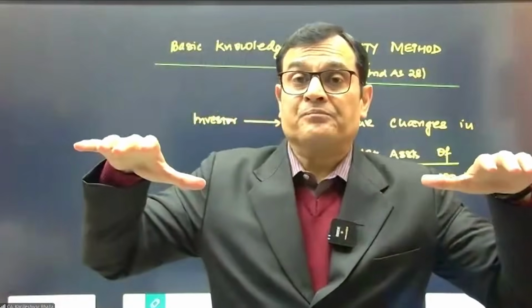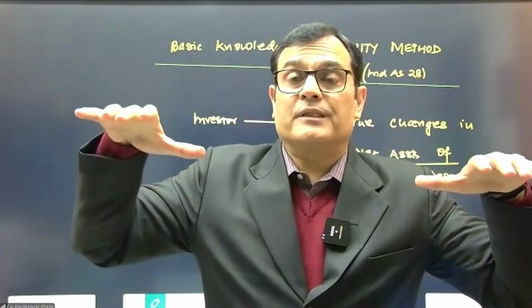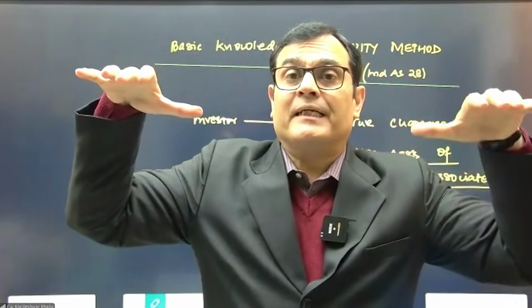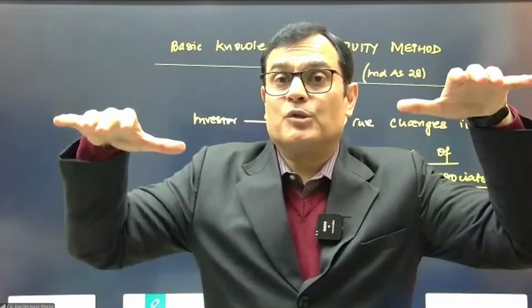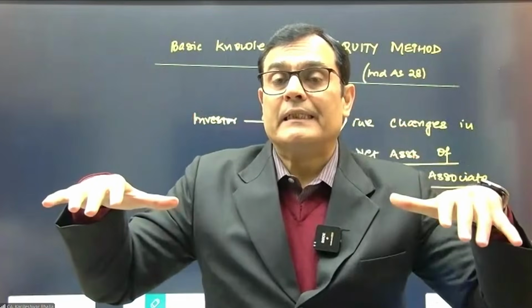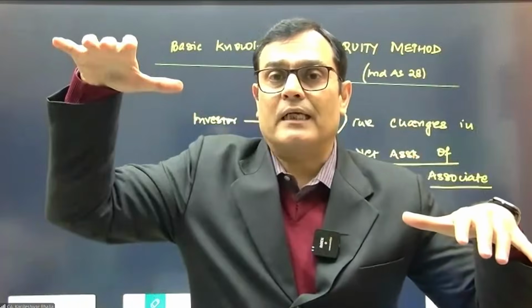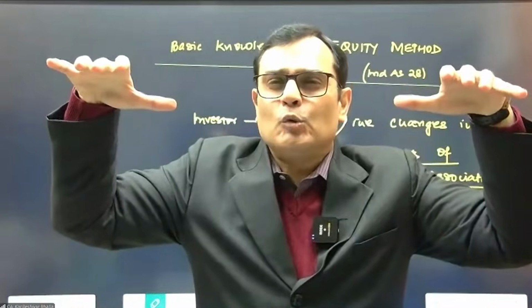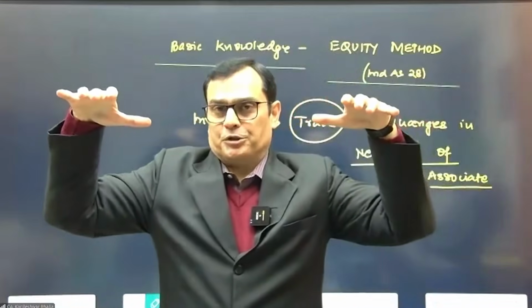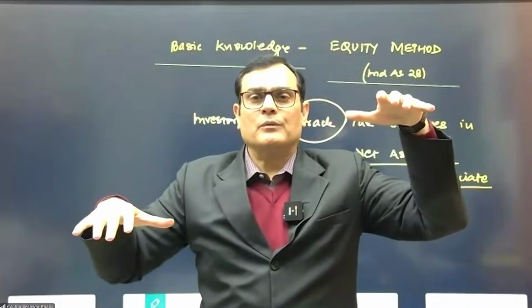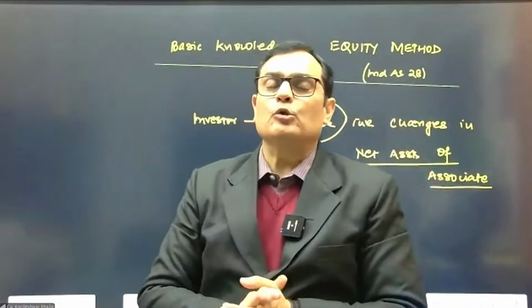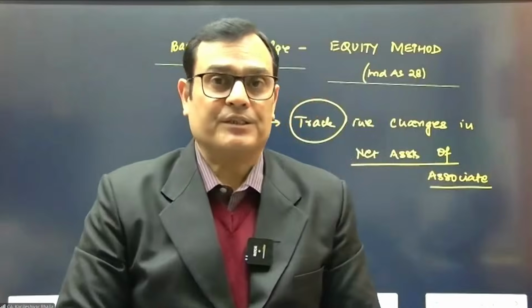So what will I do? If the net assets of the associate go up, investment debit. If the net assets go down, investment credit. The investment will move according to the net assets. Net assets go up, investment debit, to the extent of share in that change. The net assets go down, investment gets a credit to the extent of share in the decrease.